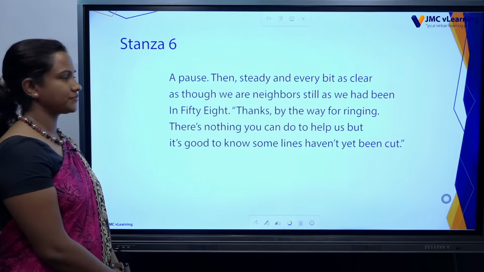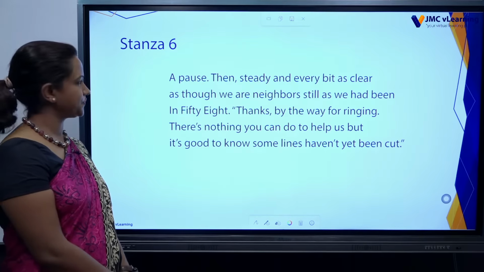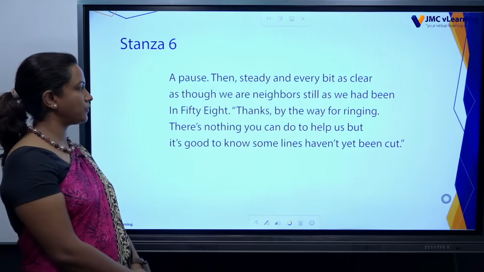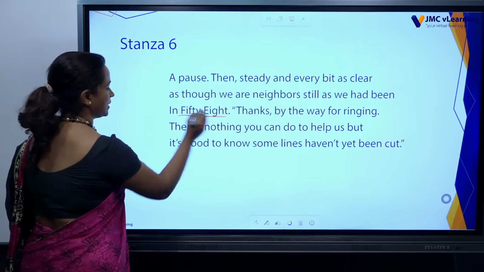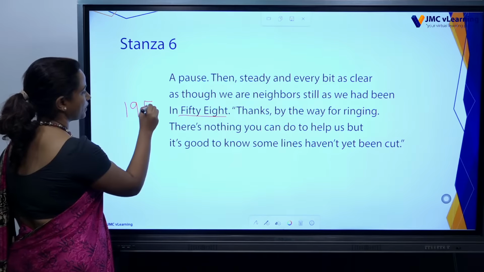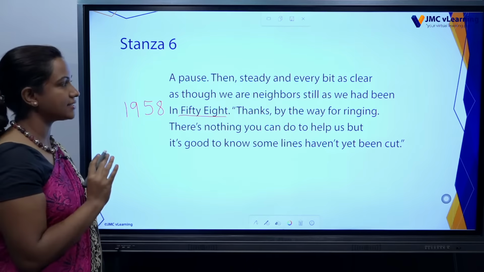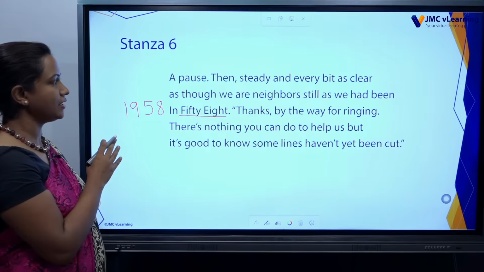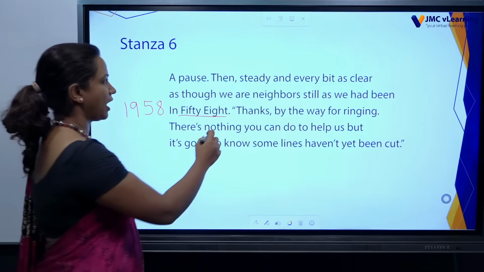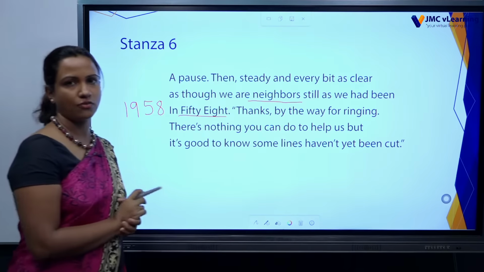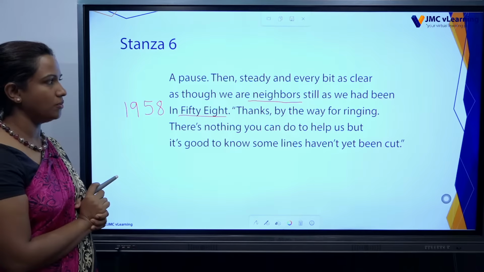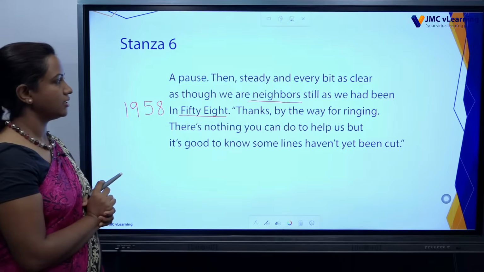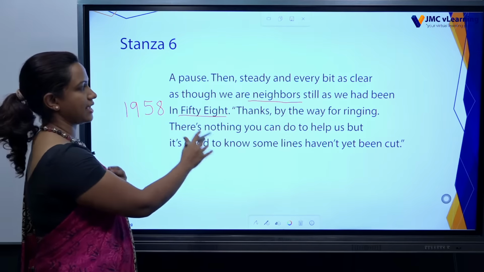A pause, then steady and every bit as clear, as though we are neighbors, still as we had been in '58. From 1958, they had been together as neighbors, right? So what do you think these neighbors are? Are they also from the same ethnic group? Maybe a different one. I think they are Sri Lankan Sinhalese neighbors. Okay, so that's what they are highlighting here as neighbors.